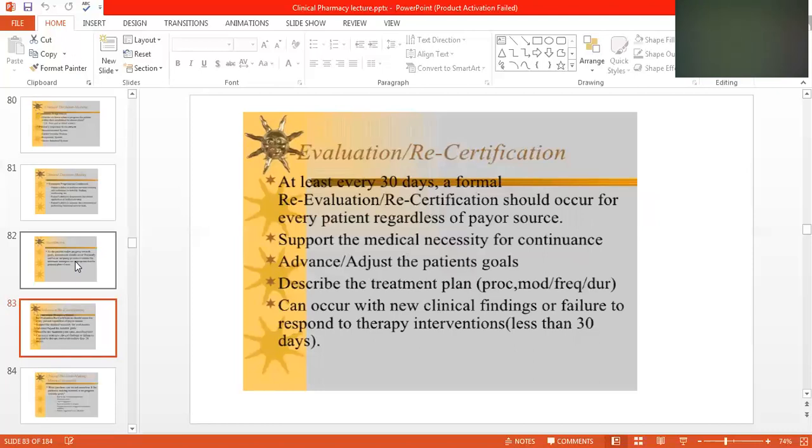Evaluation and recertification, at least every 30 days is common. Re-evaluation and recertification should occur for every patient regardless of payer or source. Support the medical necessity for continuance, advance and adjust the patient's goals. Describe the treatment plan; modified frequency and duration can occur with new clinical findings or failure to respond to therapy intervention in less than 30 days.